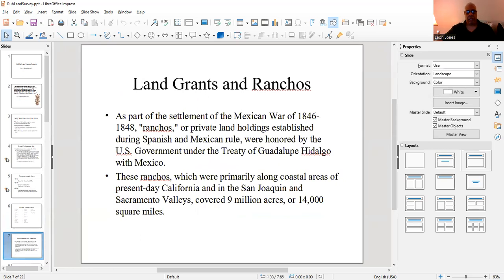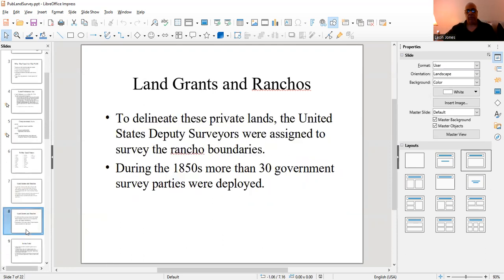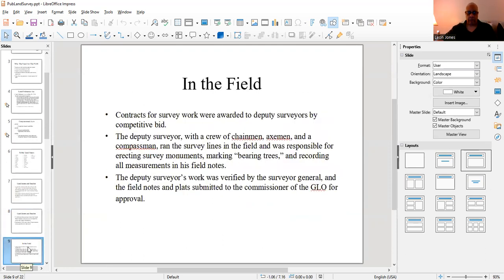Also, you have land grants and ranchos. Furthermore, as I scroll down in the field, contracts for survey work were awarded to deputy surveyors by competitive bid. So the deputy surveyor, with a crew of chainmen, axemen, and congressmen, ran the survey lines in the field, and they were responsible for erecting survey monuments, marking bearing trees, and recording measurements in their notes.